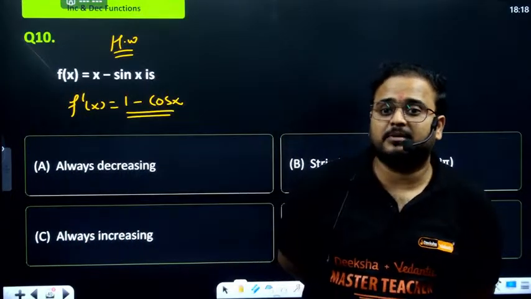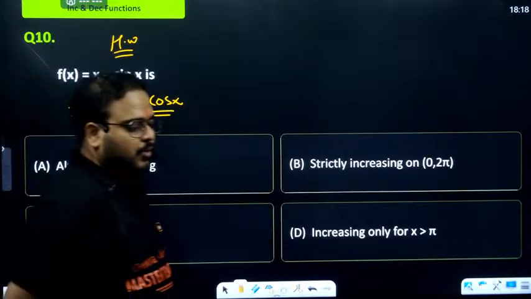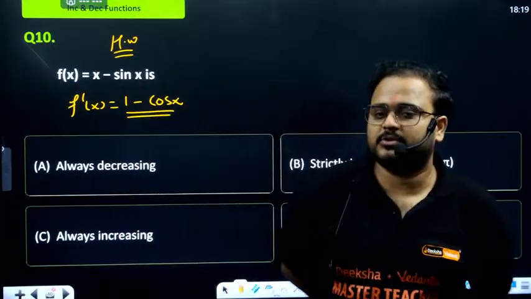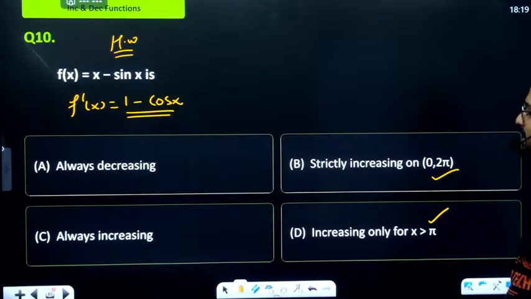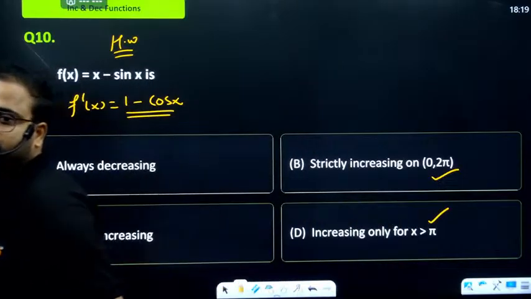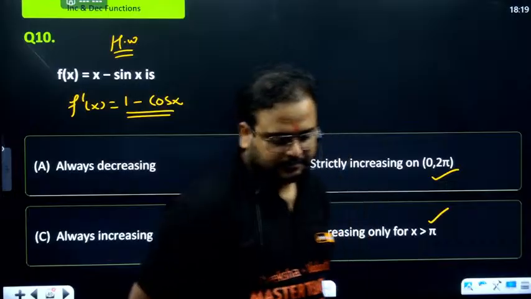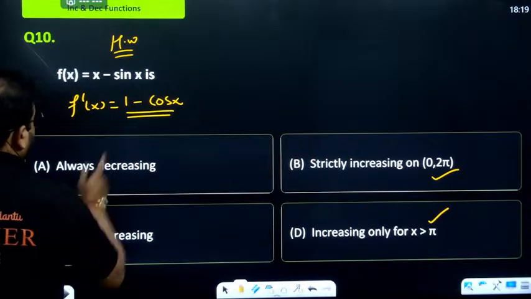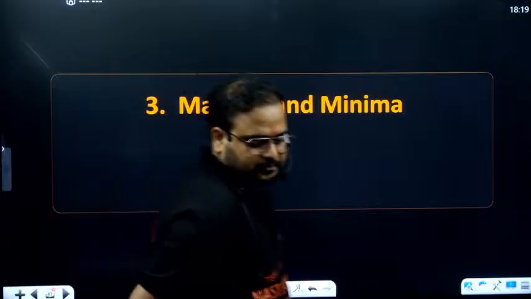What is the answer for this question number 10? X minus sin x. The function is which option? Always increasing, always decreasing, strictly increasing in this interval, let me know. What is the answer? Anyone? Okay, then try and solve this and give me the answer in the comment section.